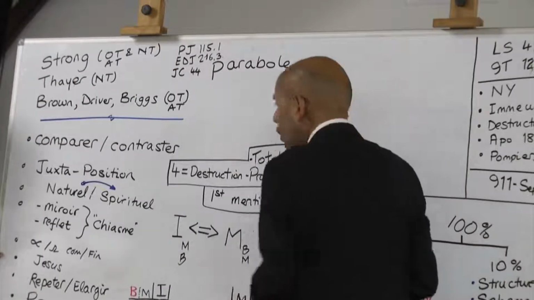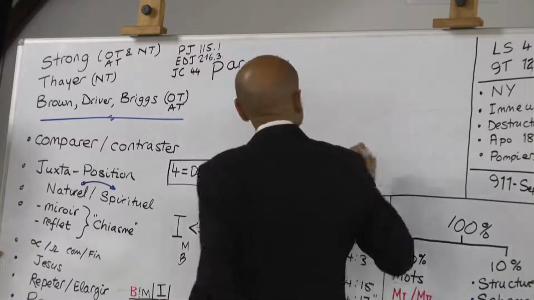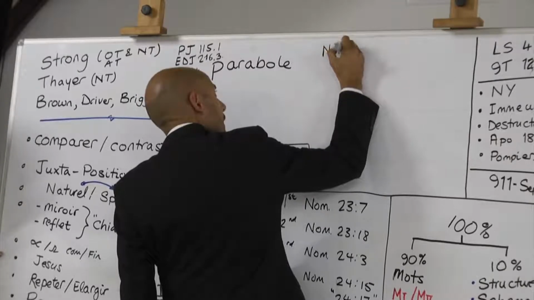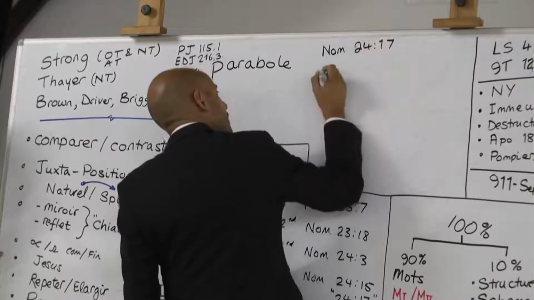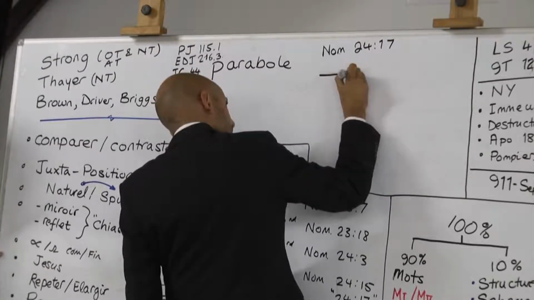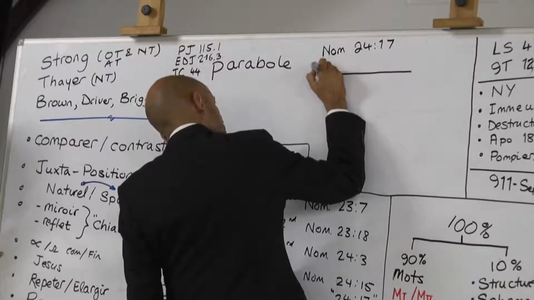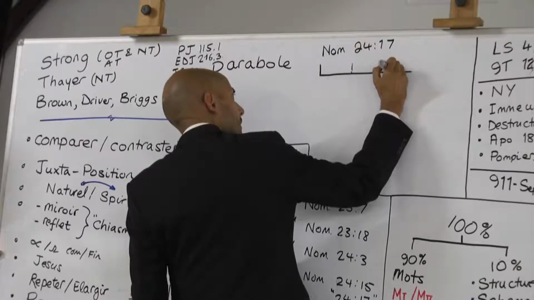Repeat and enlarge. But what I want us to see, in the verse itself, is a line of progression. How many repeats and enlargements do we have?